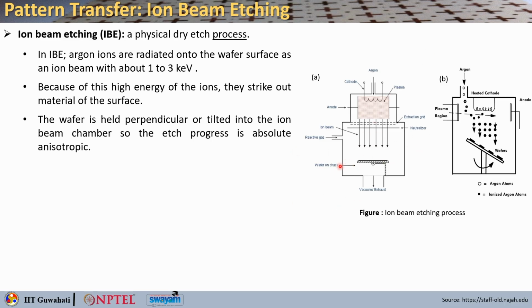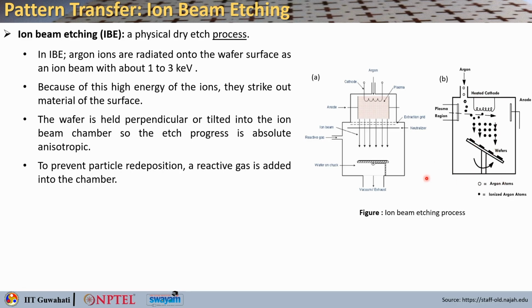You can see it like this: you have this wafer on the chuck, you have some reactive gases, and this is how the ion beam is falling from the top. Here the wafer is held perpendicular or maybe tilted to the ion beam chamber. So, the etch process is absolutely anisotropic.